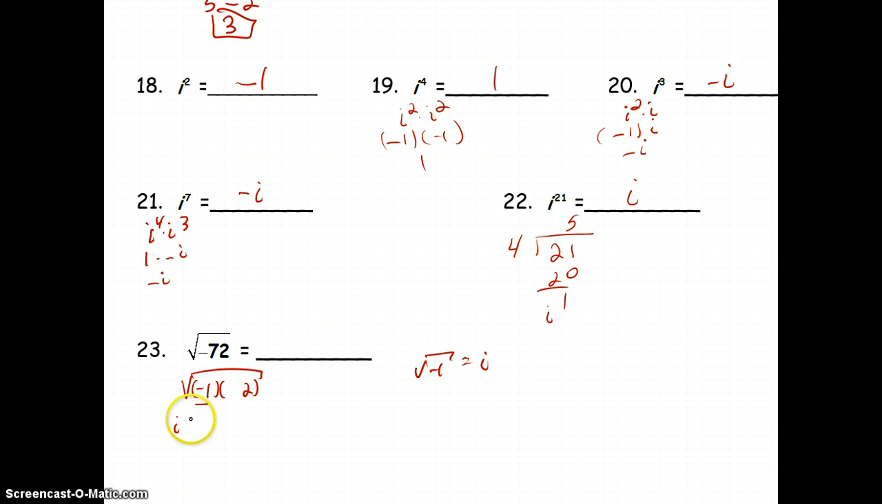Inside we have the square root of 72. Now we want to simplify 72. Writing it as a combination of two things multiplied together, we can say 36 times 2. When 36 comes out, we take the square root of it, and we have 6i times the root of 2.